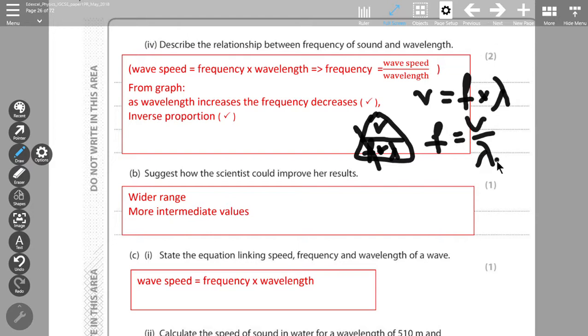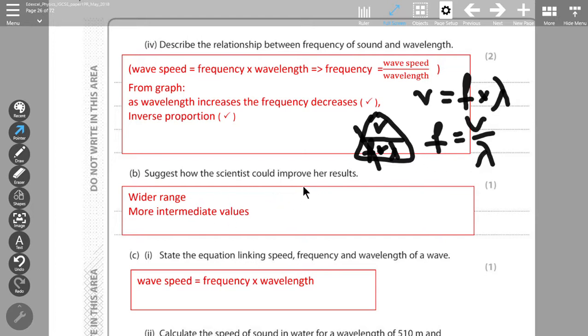So frequency is inversely proportional to wavelength. But even if we don't know this, from the graph we can say that as wavelength increases, the frequency decreases. We have inverse proportion.